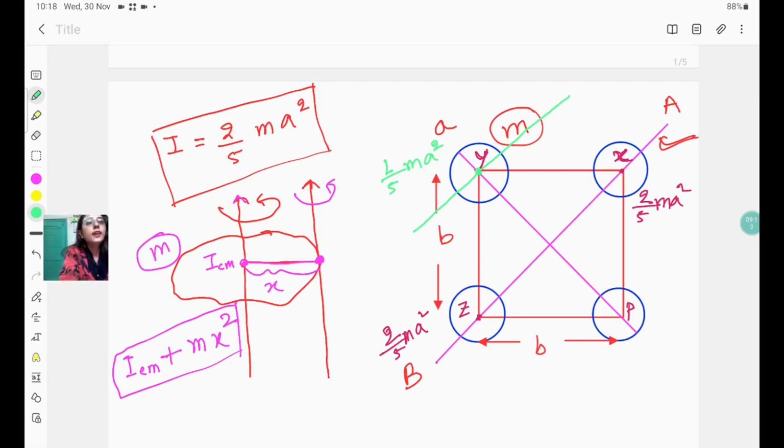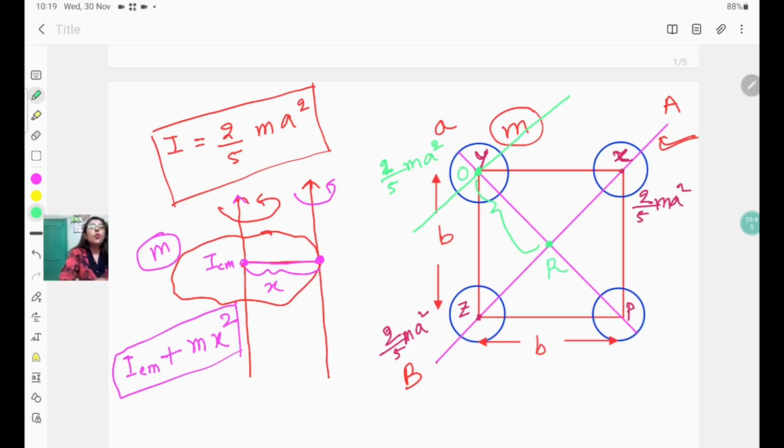That is, 2 by 5 m a square is the moment of inertia of this body y about an axis passing through the center of mass, plus we have to find the distance between these two axes which are parallel to each other, that is this one. And what is the distance of this portion? Suppose we give it a name. Suppose this is O and this is R.